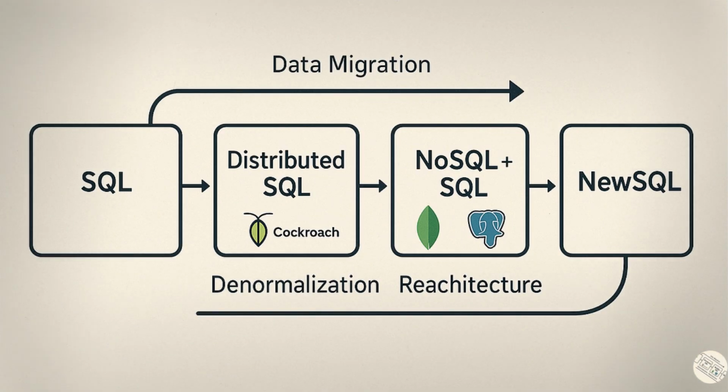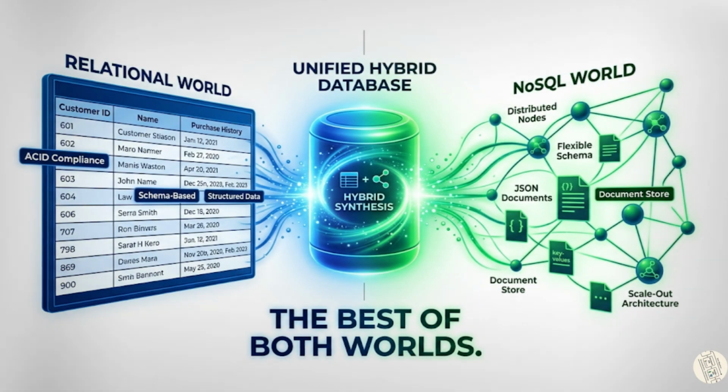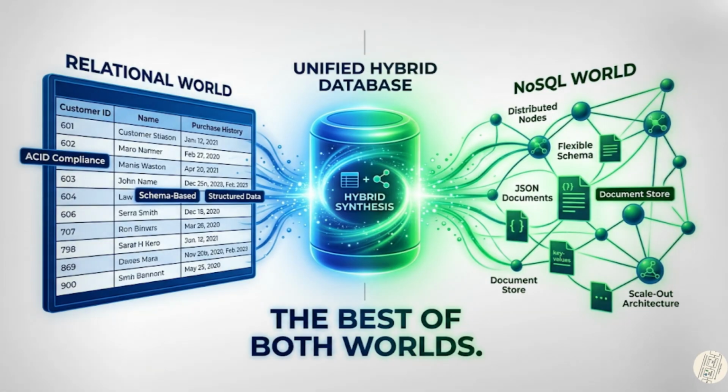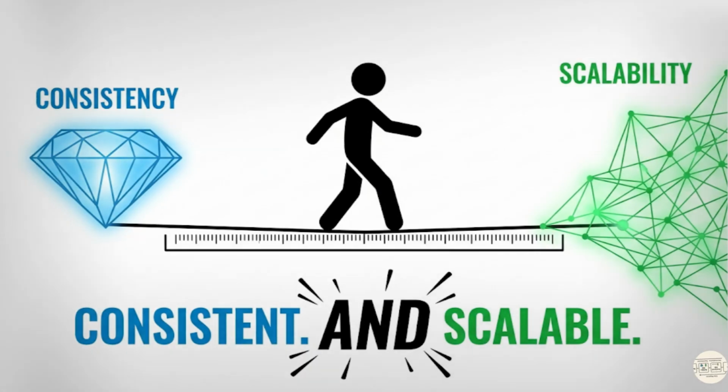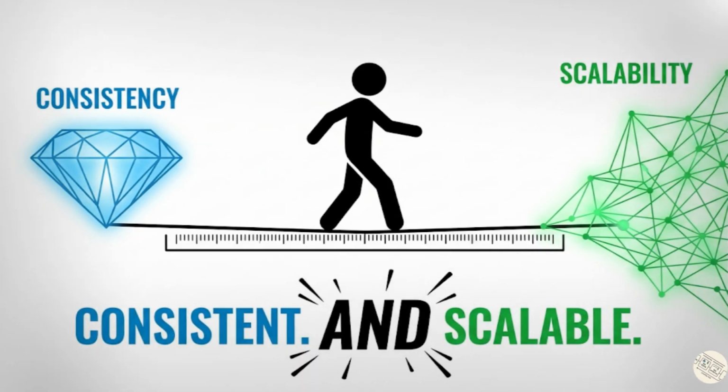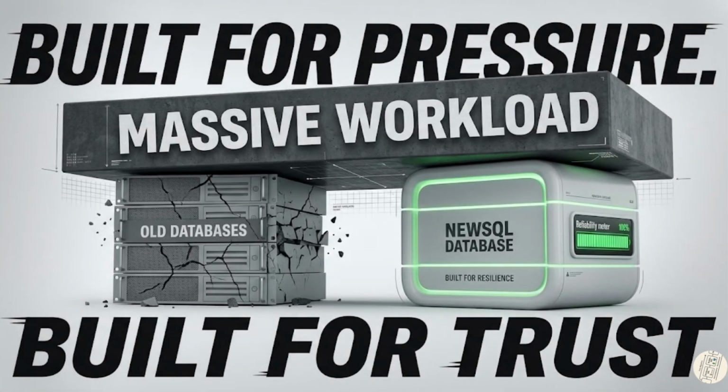NewSQL systems. Some modern databases borrow ideas from both traditional relational databases and NoSQL systems. They aim to provide strong consistency while maintaining the scalability that made NoSQL popular. These technologies emerged as organizations sought ways to handle massive workloads without sacrificing reliability.